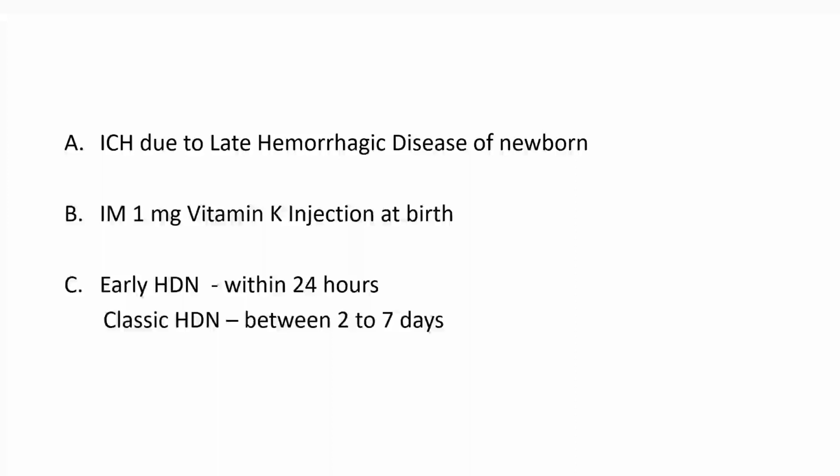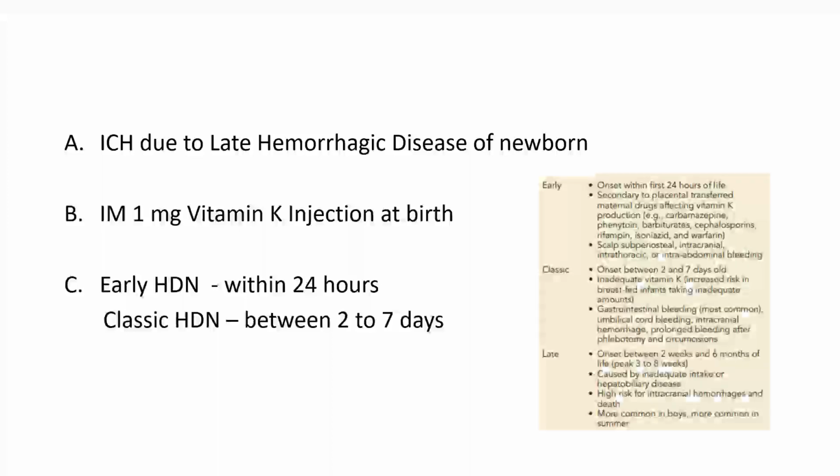And this is the late form, which usually presents from 2 weeks of age, and it can present up to 6 months of age actually. The most common age of presentation is between 2 weeks to 2 months of age. And it usually presents with intraventricular or intraparenchymal bleeding. And actually, the prognosis of late hemorrhagic disease is not good, depending upon the extent of the hemorrhage, but it can lead to death as well.